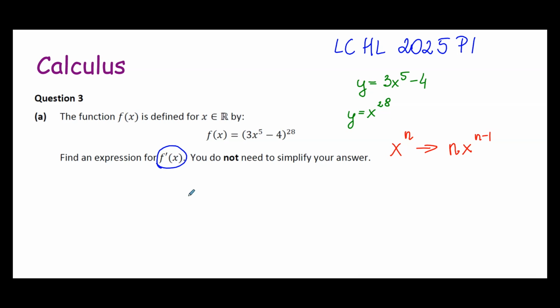We can take that 28 in front, multiply. Now, instead of x, we have a little bit more. So that's what we're going to write, 3x to the power of 5 minus 4. And then our power 28 minus 1. Now, because it is another function inside, this is a function within a function, this is our chain rule. Therefore, we have to multiply by the derivative of the bracket, that's what's inside that second function.